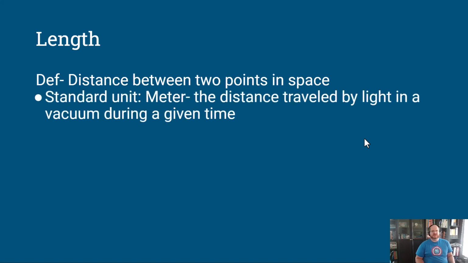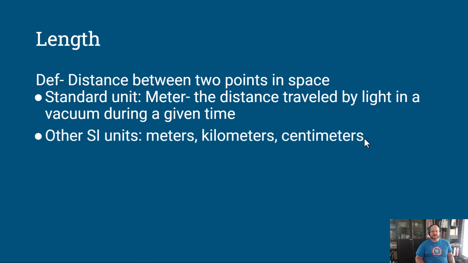Now, the standard unit is the meter, the distance traveled by light in a vacuum during a given time. This is because light is a constant speed in a vacuum, so we know in this amount of time it's going to travel this distance. Some other SI units that we'll use besides meters are kilometers and centimeters, and all of the different nanometers, micrometers, etc.